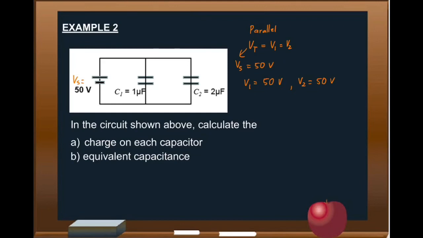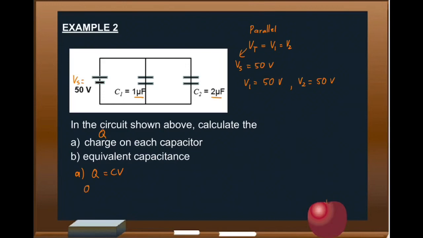Well, that's because for question A, you want to find the charge on each capacitor. So you want to find Q. To find Q, you have to use the formula Q equals CV. We know the value of capacitance because the question has given us the value of C1 and C2, but we don't know the value of potential difference. So that's why we have to find the value of potential difference before we can answer this question.